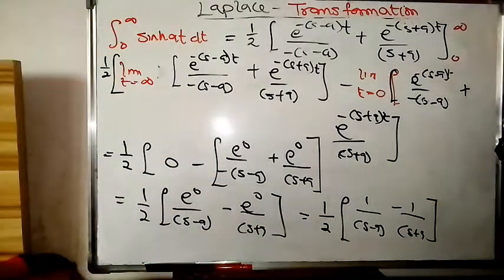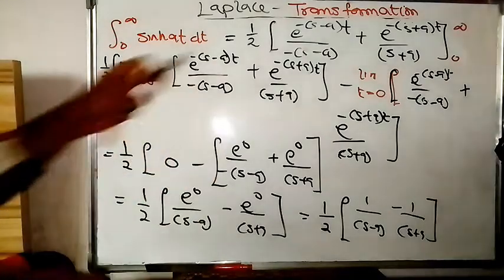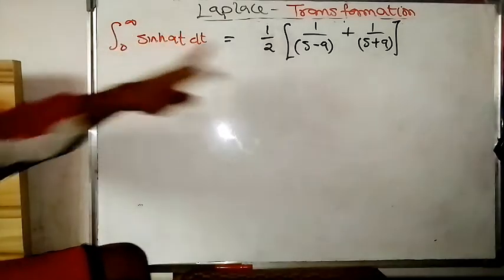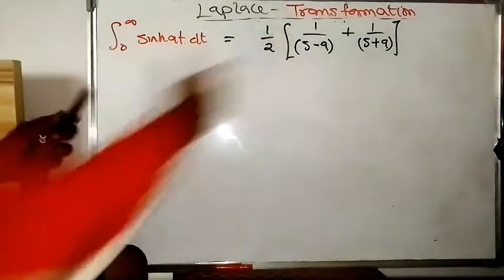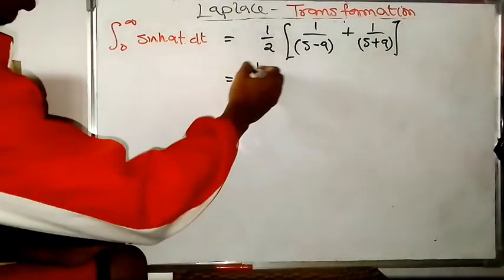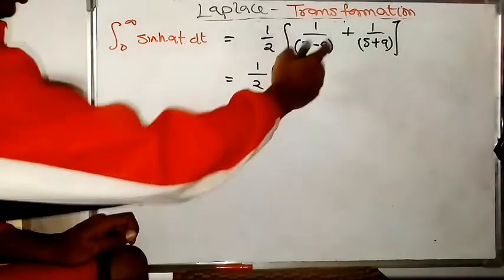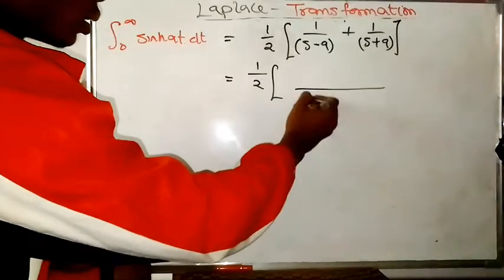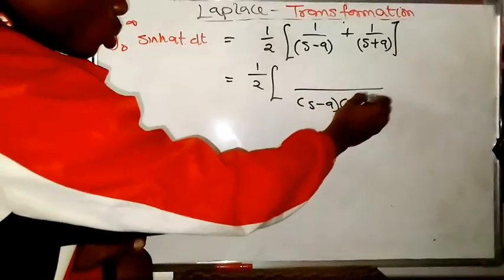So this makes it easy for us to simplify. All we have to do is to simplify that and we get our answer. So like I said, all we have to do now is to simplify this to get our answer. So now let's simplify. So we'll be having 1 divided by 2, open bracket, taking the LCM of this, we'll be having s minus a, s plus a.